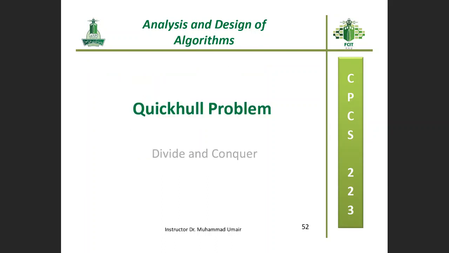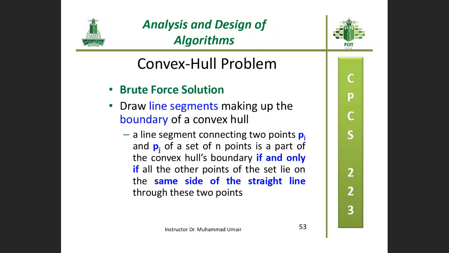Similarly, you have already solved the problem of convex hull. Remember that? In which you have to figure out the extreme points on the boundaries. That problem can also be solved using the divide and conquer approach. So what is the way to solve the convex hull problem? You will draw a line segment which can lie on a boundary.